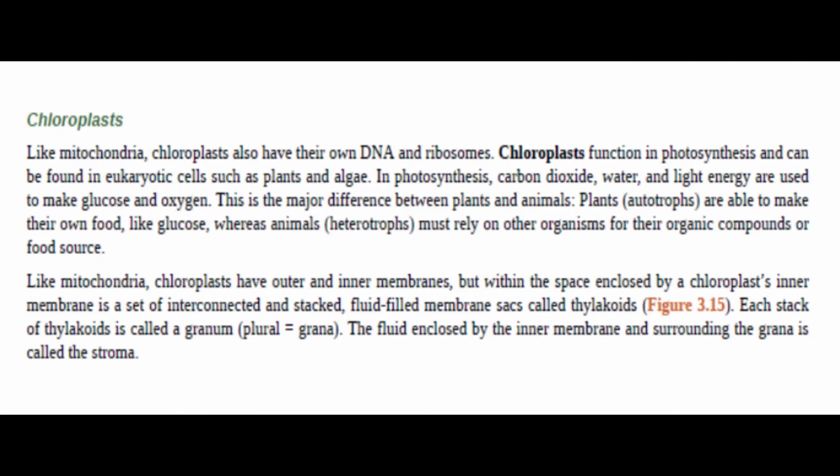Like mitochondria, chloroplasts have outer and inner membranes, but within the space enclosed by a chloroplast's inner membrane is a set of interconnected and stacked fluid-filled membrane sacs called thylakoids. Each stack of thylakoids is called a granum, plural grana. The fluid enclosed by the inner membrane and surrounding the grana is called the stroma.